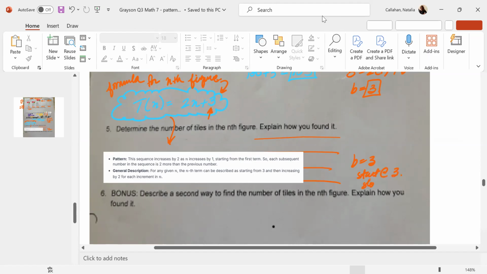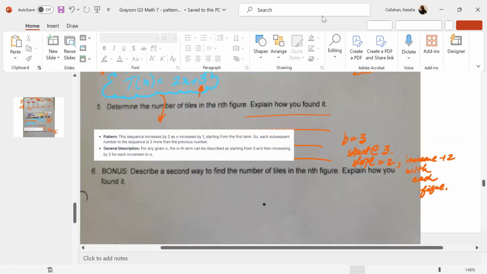B equals 3, which means you always start at 3, okay? And then you should also describe that the slope is 2, so increase plus 2 with each figure. Does that make sense? Okay, bonus, describe a secondary way to find the number of tiles in the nth figure.